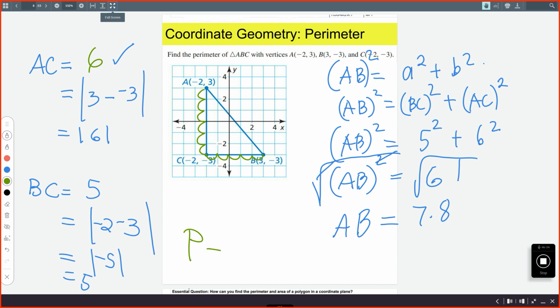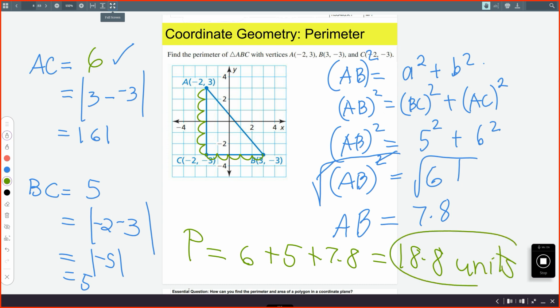Okay, so perimeter now equals, add them up, 6 plus 5 plus 7.8. How much is that altogether? 18.8. Okay, so 18.8 units if there is no other unit used.